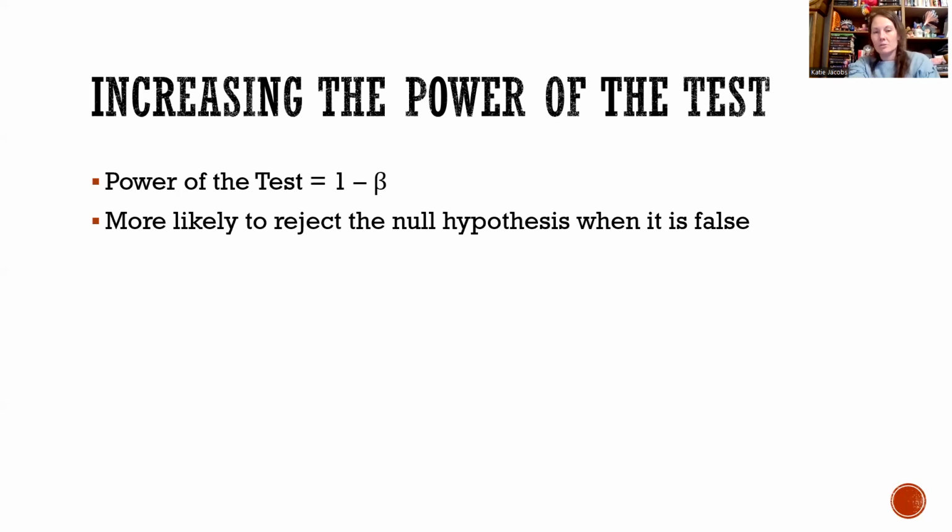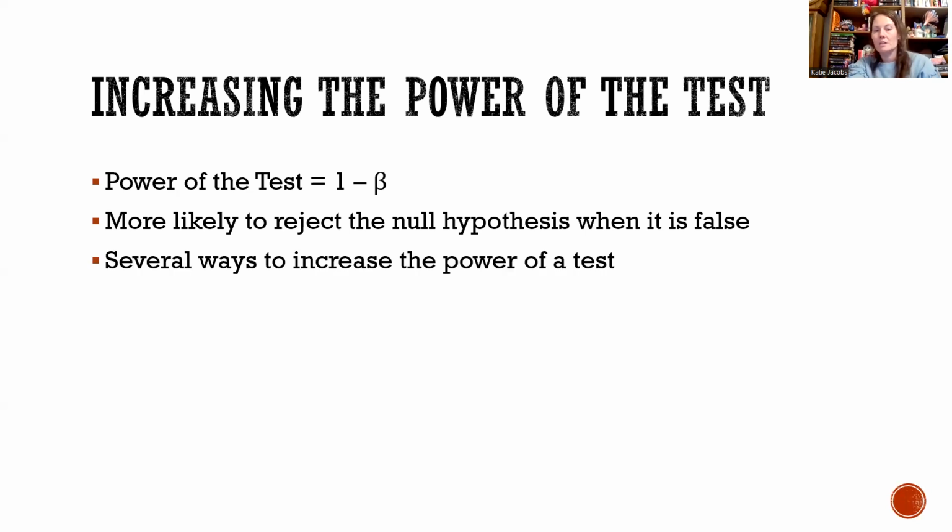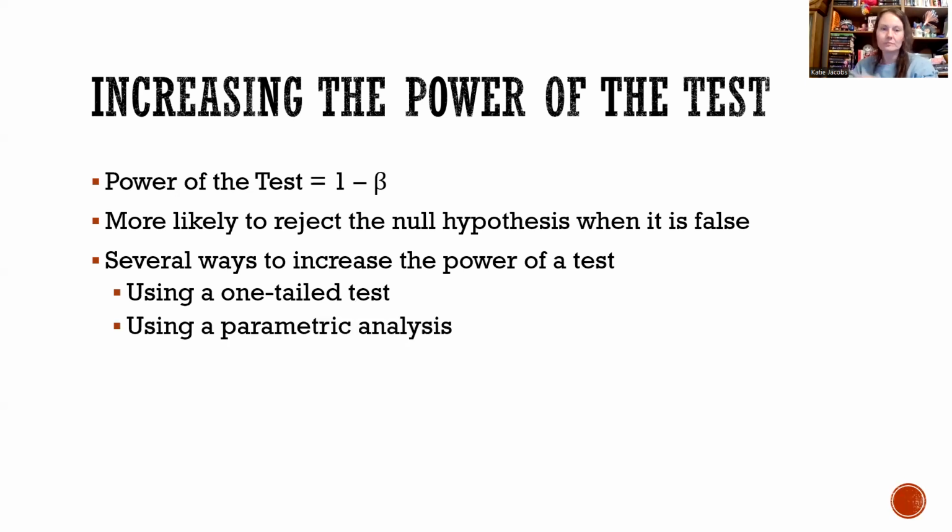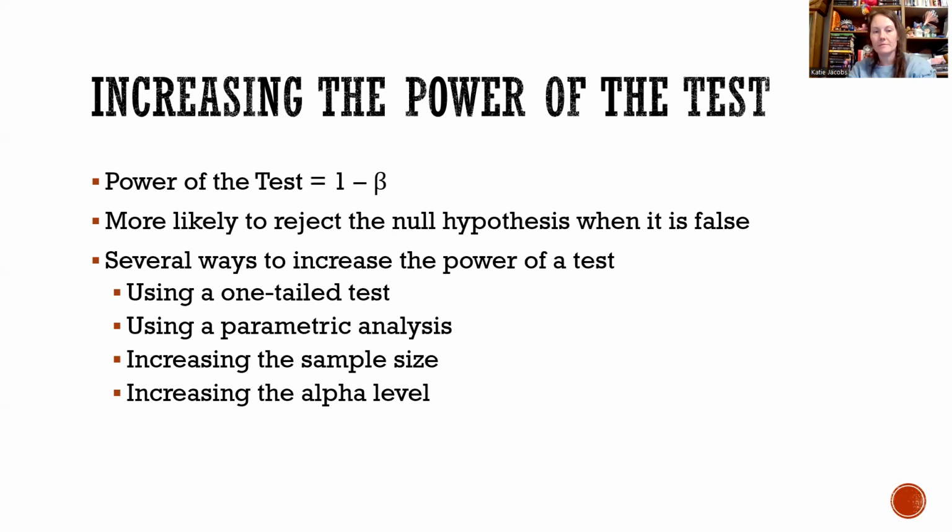When we increase the power of the test, we're more likely to reject the null hypothesis if it's false. There are several ways to increase the power of the test. One is to use a one-tailed test. Remember, I said if we can write our hypotheses directionally, we want to. That's so that we can increase the power of the test. Two, using a parametric analysis. Earlier when I said, trust me, you want to use a parametric analysis if you can, that's so that we can increase the power of our test as well. Third is increasing our sample size. If we increase our sample size, we also increase the power of the test.